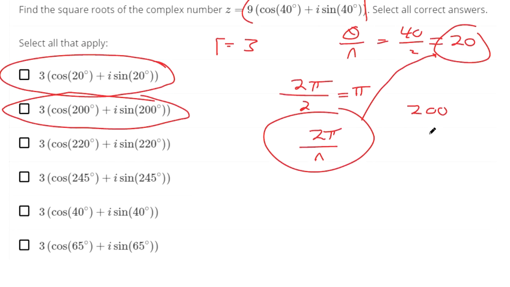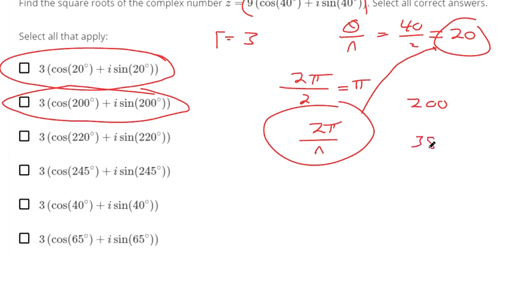And then if we were to go again, add another 180. This turned out to be 180 degrees for our problem, so we got 200. If we add another 180 degrees, 380 would also work. But now that's about 360. Now we're just starting to repeat ourselves. That would be the same as this solution.